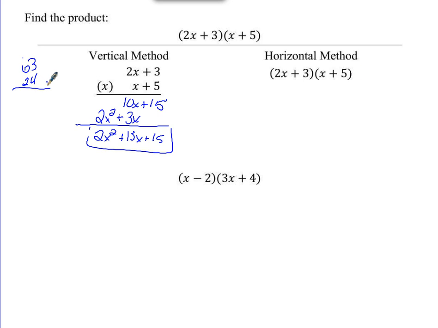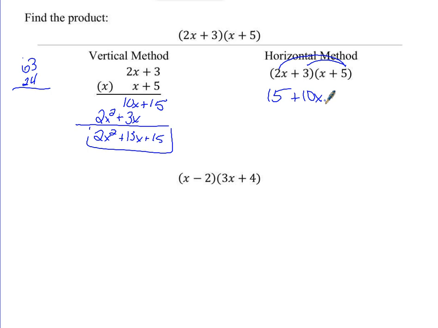Okay? So in this problem, the first thing we did was 5 times 3. So over here we'll do the 5 times 3. And we get 15. On this problem, which was just like the 4th grade problem, the next thing we did was this 5 times 2x. So we'll do the same thing here. The 5 times the 2x, which is a positive 10x. So I'll write down plus 10x.